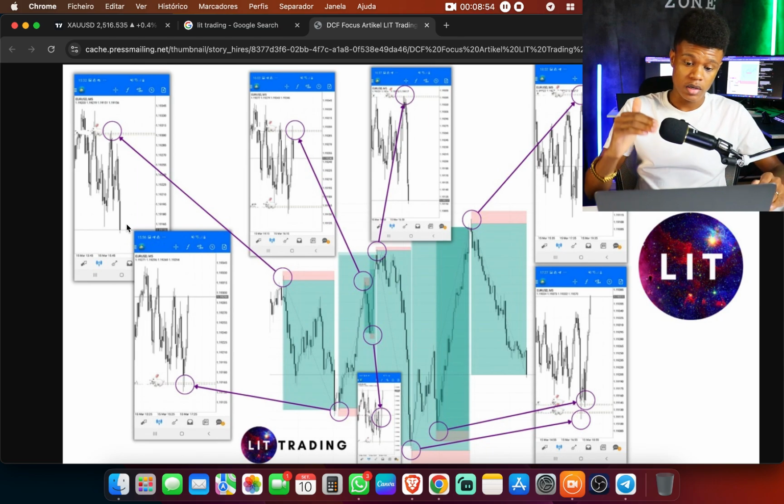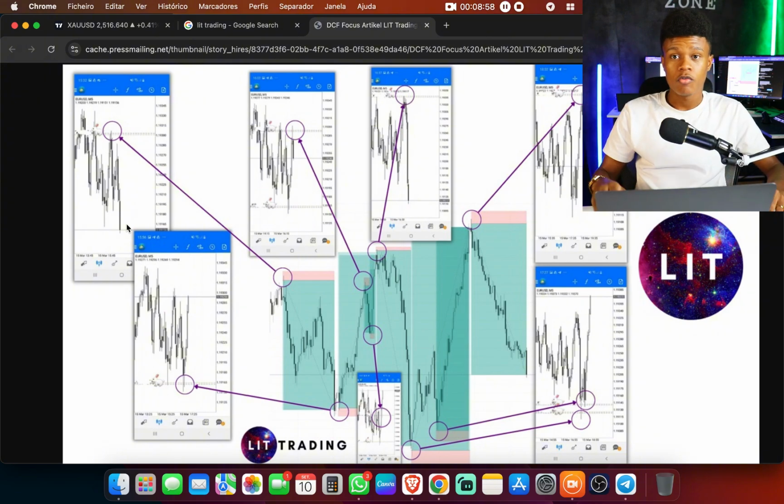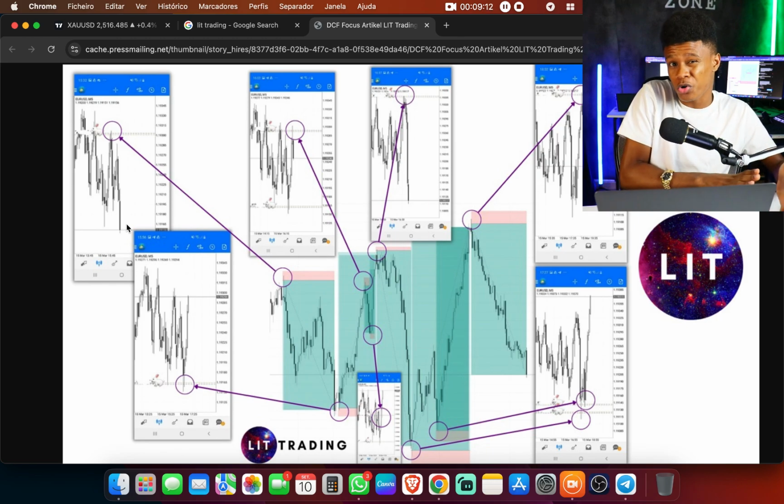But if you didn't master everything as you should, of course, you can end up losing money, or even end up saying that little trading doesn't work just because you didn't become profitable using it. That you ended up losing money applying this strategy. But it doesn't mean it doesn't work, you see.